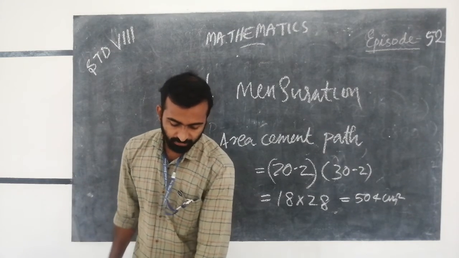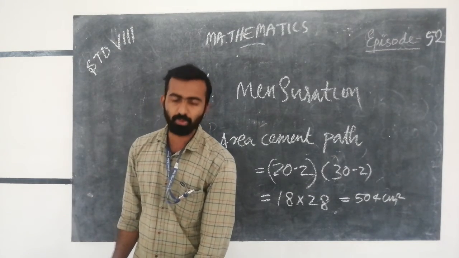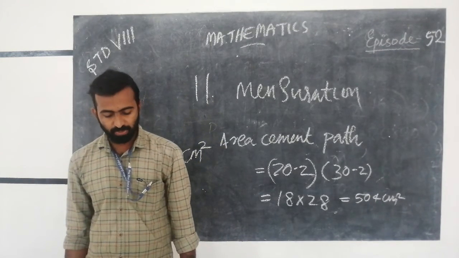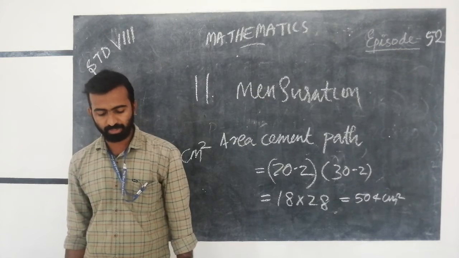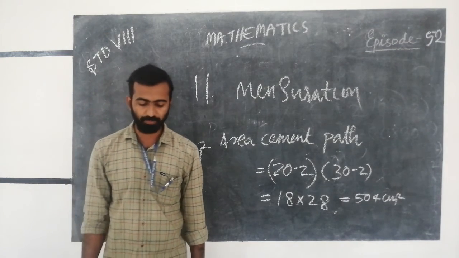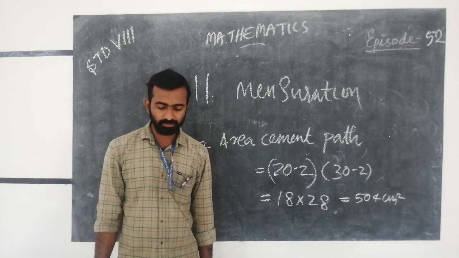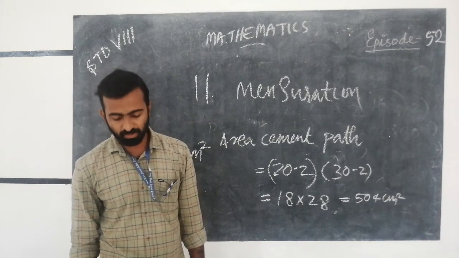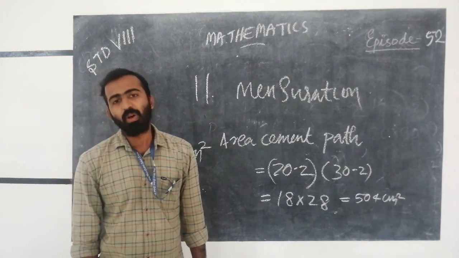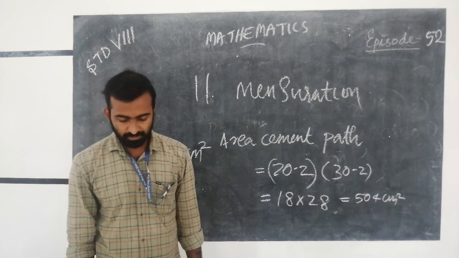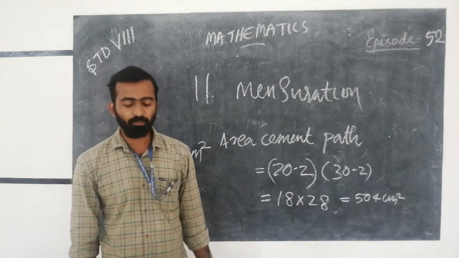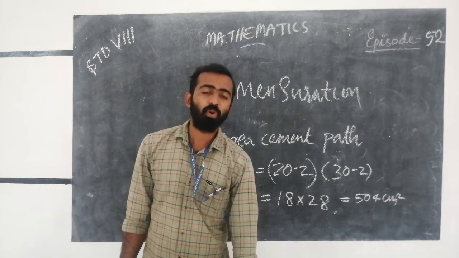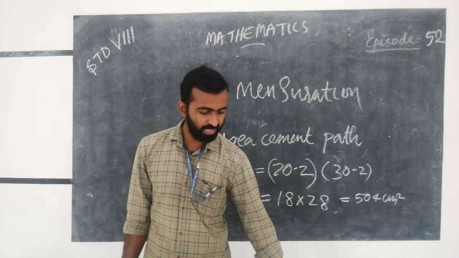And fourth is the area of the rectangular flower beds, equal to 2 into 1.5 into 2 meter square, that is equal to 6 meter square. The cemented path is 504 meter square. So we subtract 6 meter square, that is 504 minus 6, we get 498. That is the answer.